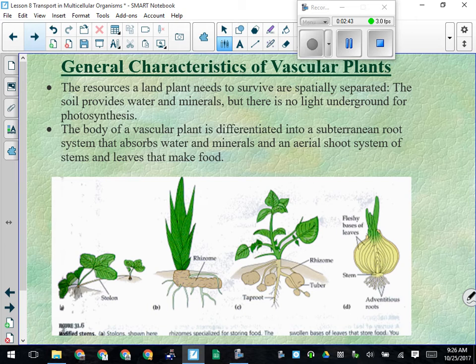So they are spatially separated. The soil provides the water. The body of a vascular plant is then differentiated into a subterranean or underground root system and an above ground shoot system where the leaves and stem would be. Plants have a lot of adaptations that they've evolved over millions of years to deal with this problem.